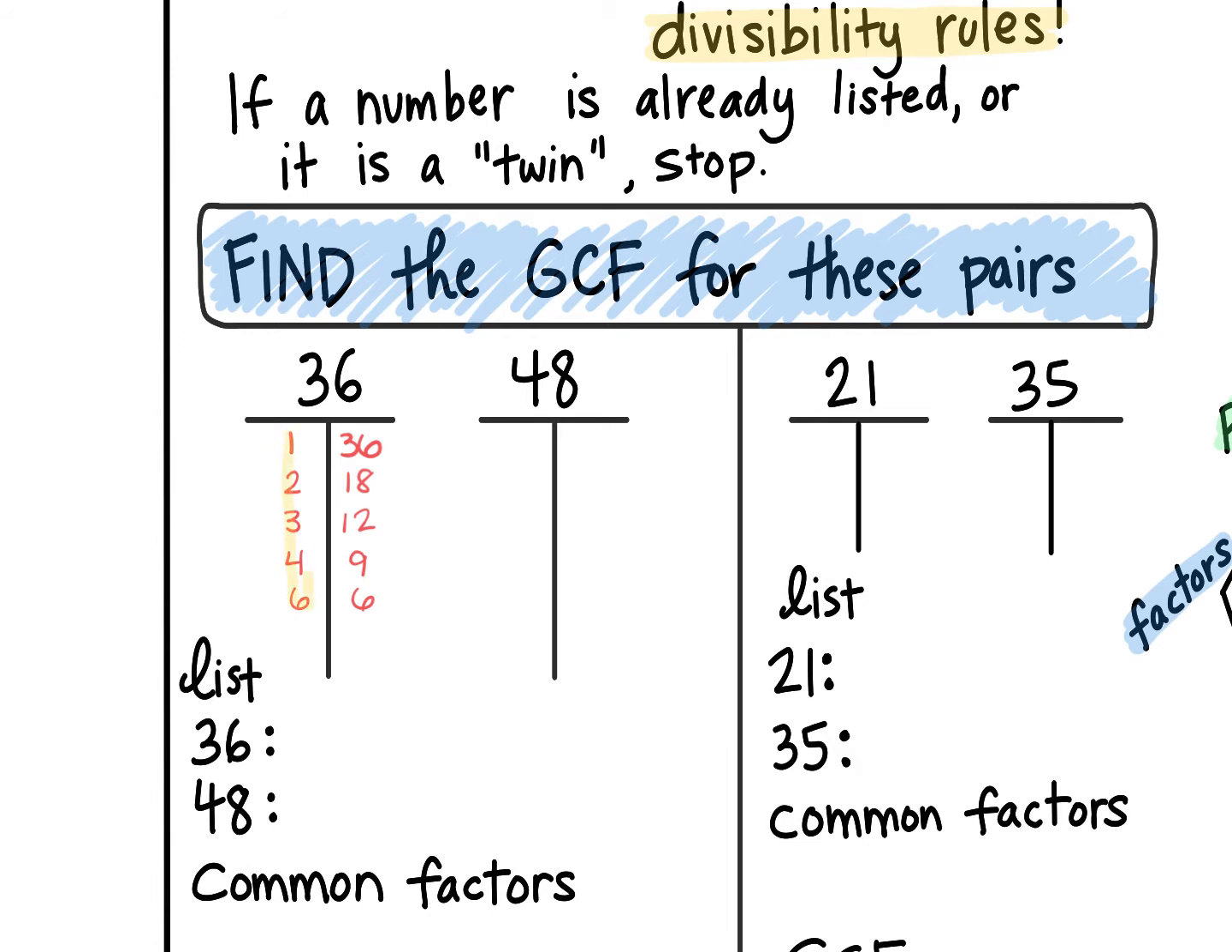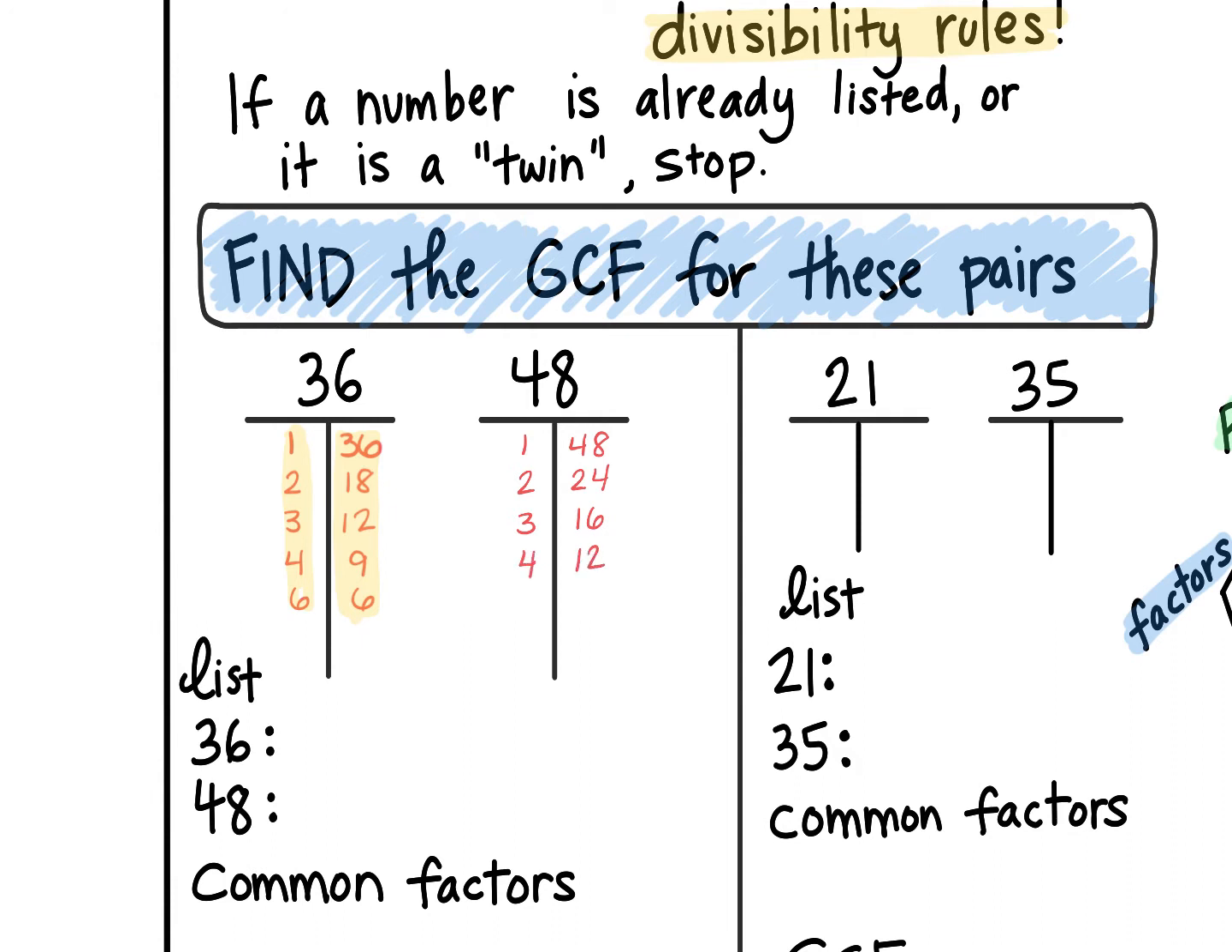So these are our pairs here. For 36, I have all of these as the listed factors. These are the ones that multiply to give you 36. Then we have 48. We have 1 and 48, 2 and 24, 3 and 16, 4 and 12.